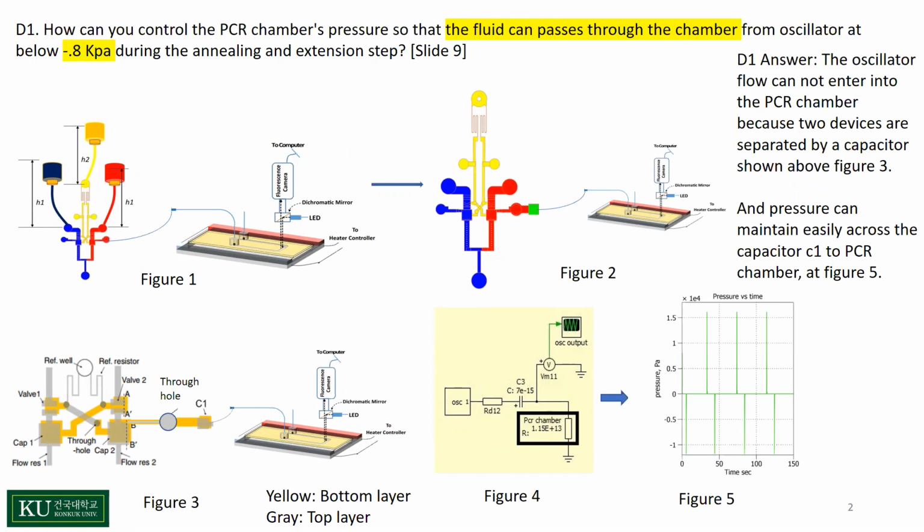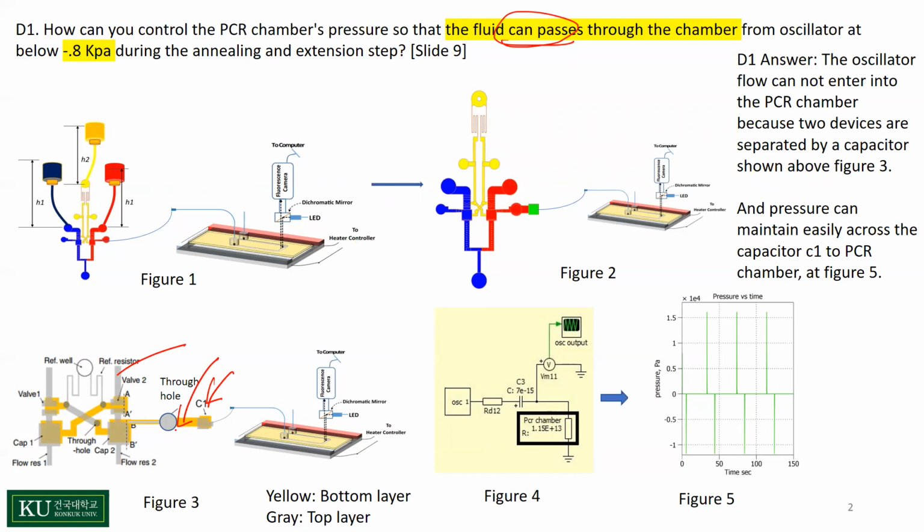So the first question is about how can you control the PCR chamber pressure so that fluid can pass through the chamber below 0.8 kilopascal during the annealing and extension step. Regarding the question, fluid can pass through here. You see from here, there are two layers. One is the top layer with gray color, and another is the bottom layer with yellow color.